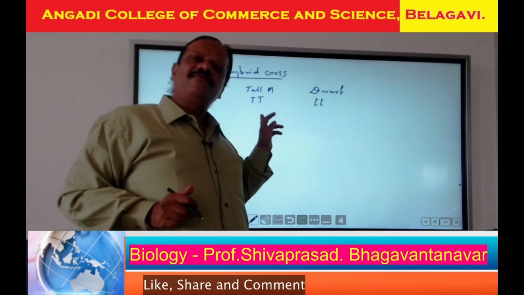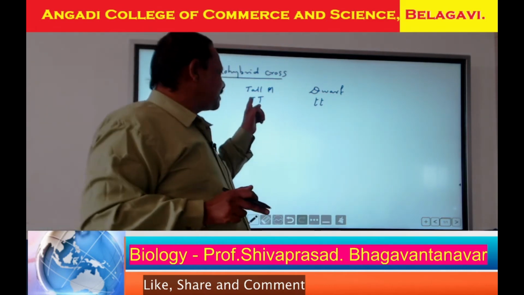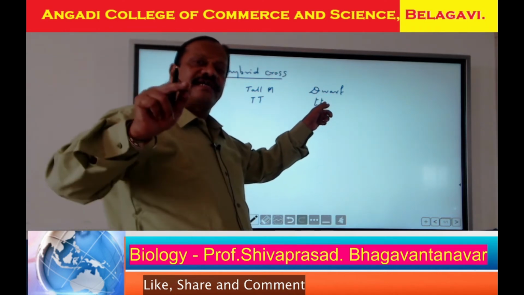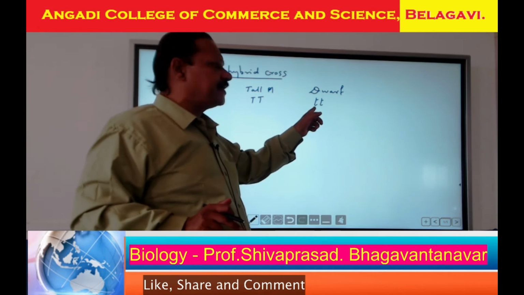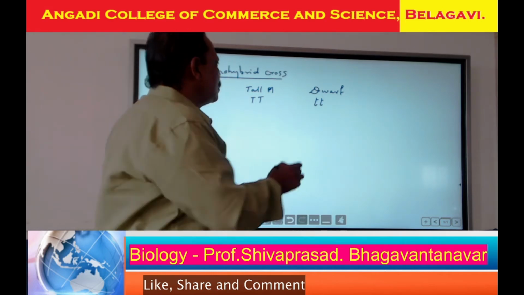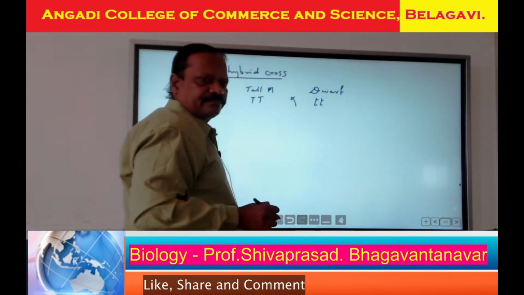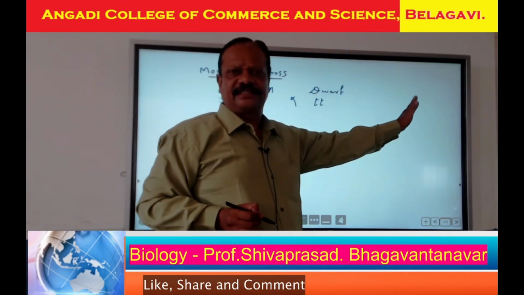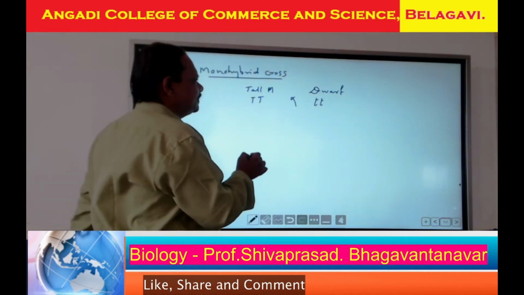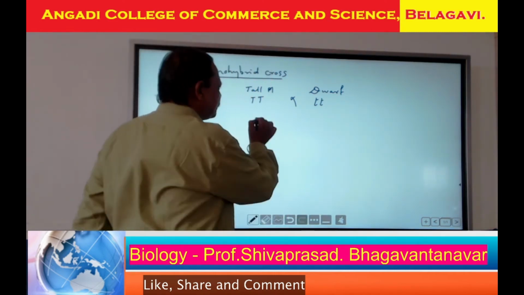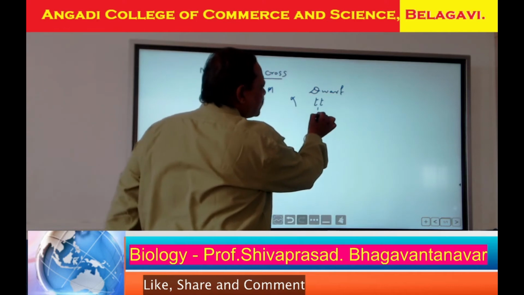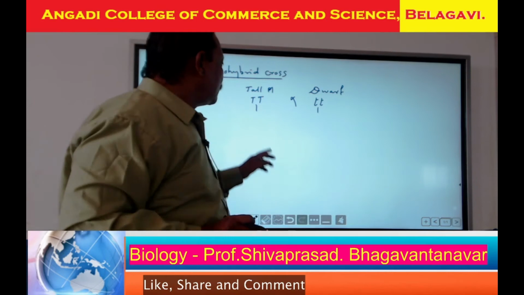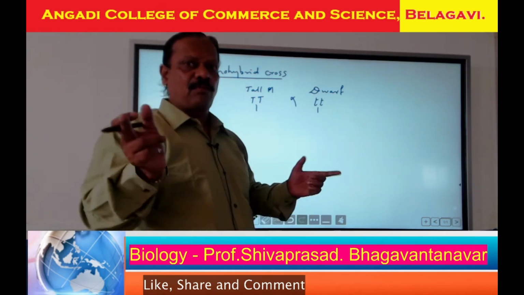Capital T is considered because it shows the dominant character, and small t shows the recessive character. So the crossing is made in between. This is showing the phenotypic character and this is showing the genotypic character. As a result, it is producing gametes here. Both are homologous, in a homozygous condition, because the same type of genes are present on both sides.